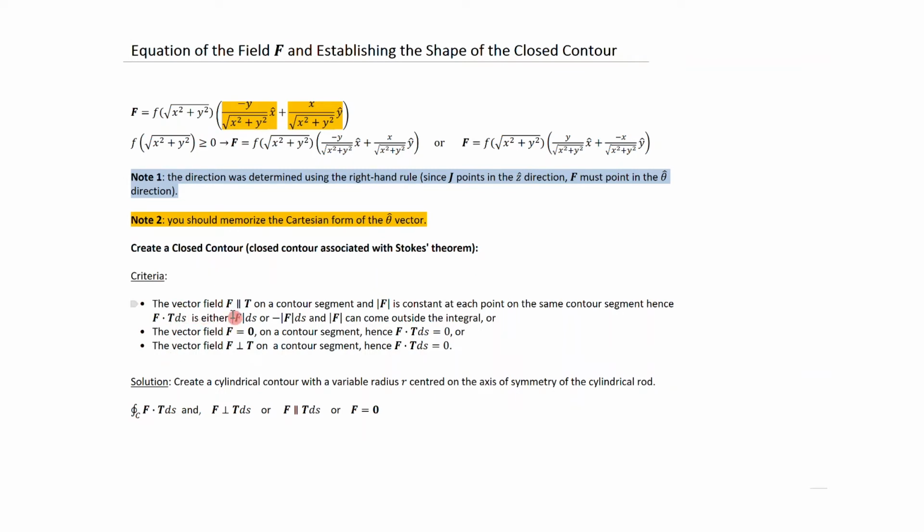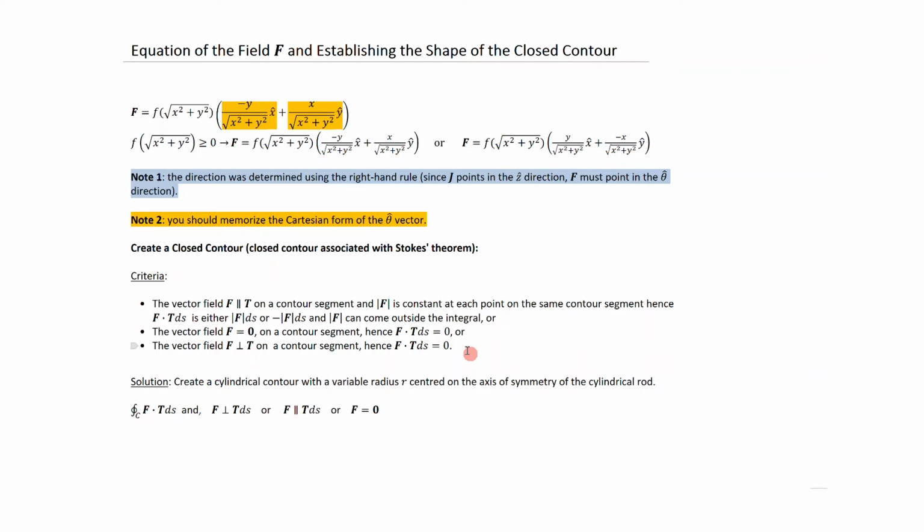The vector field F is parallel to the tangent vector on the contour segment, and the magnitude F is constant at each point on the same contour segment. Hence, F dot T ds is either the magnitude F ds or minus the magnitude F ds. And it means that magnitude F can come outside the integral. So that's one. Second option is the vector field F equals 0 on the contour segment, hence F dot T ds equals 0. Or thirdly, the vector field F is perpendicular to the unit tangent vector on the contour segment, in which case the dot product between F and T ds is equal to 0.